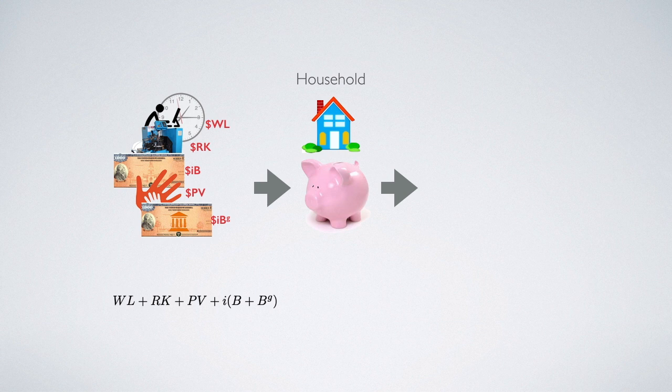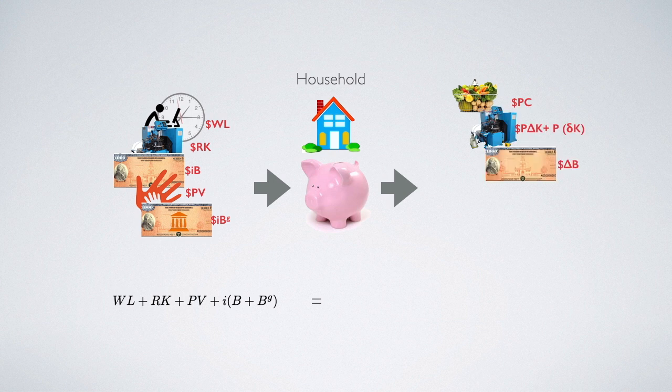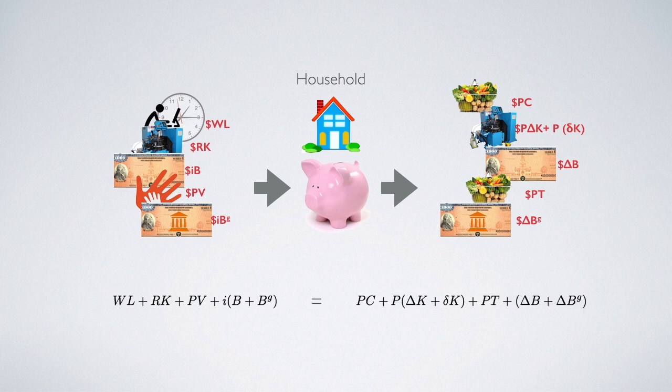And for this income, households spend it in the following 5 ways. First, for consumption, and then for capital investment, and then to buy more bonds or sell bonds, and to pay tax, and then to buy or sell more government bonds. If we sum these 5 components together, that will be the right-hand side of the household budget constraint.